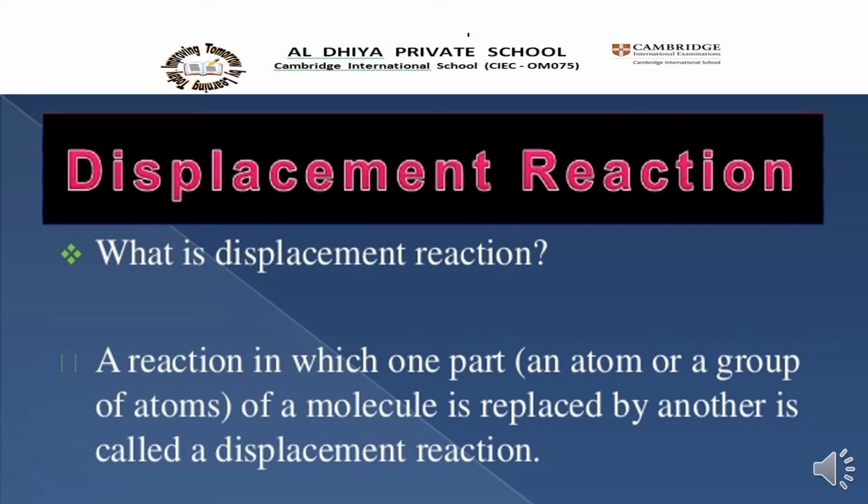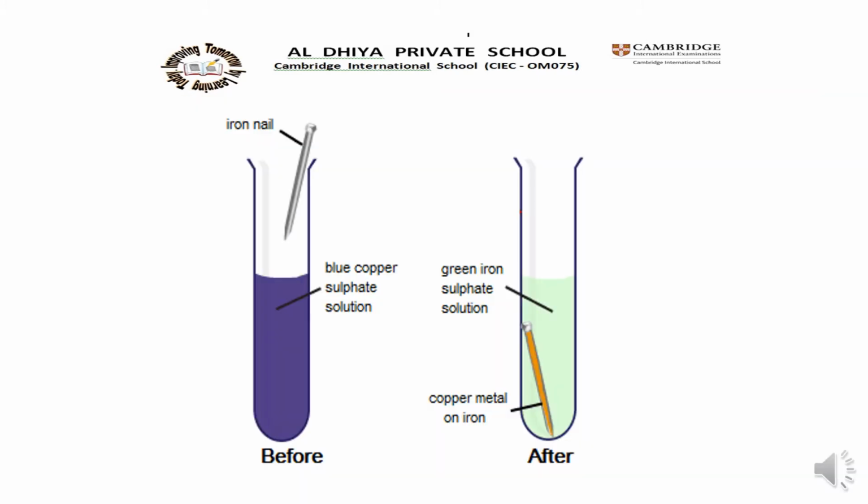Displacement reaction. What is a displacement reaction? A reaction in which one part of a molecule is replaced by another is called a displacement reaction. Here I will show you one experiment. If you place a clean iron nail into a beaker of copper sulfate solution, what is the color of copper sulfate solution? Blue color. The blue copper sulfate solution changes to a slightly paler color.